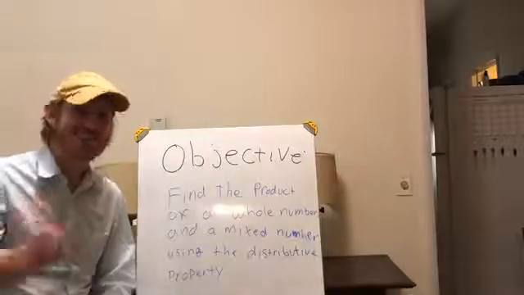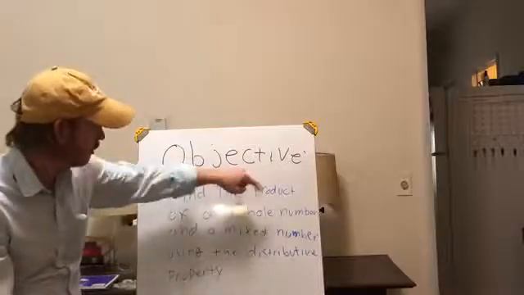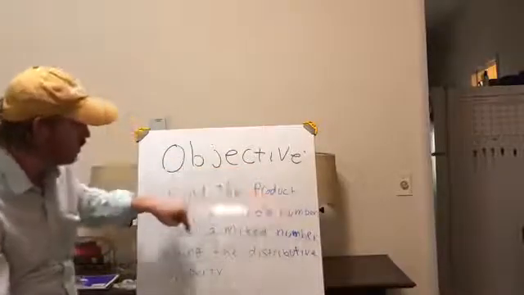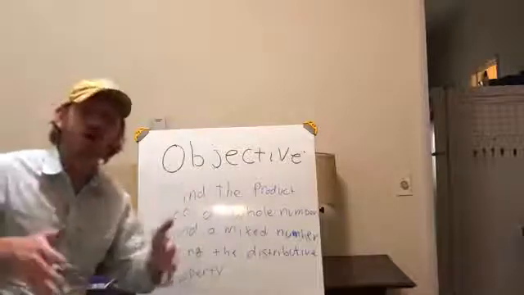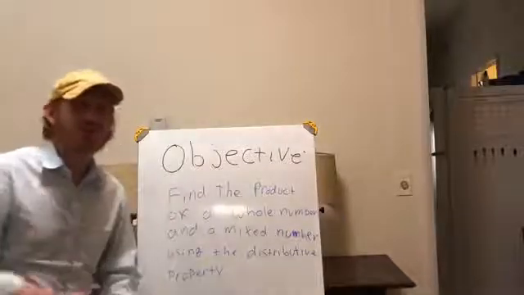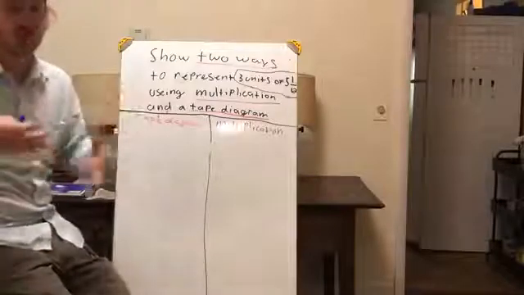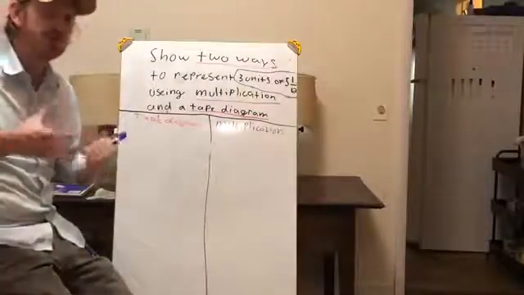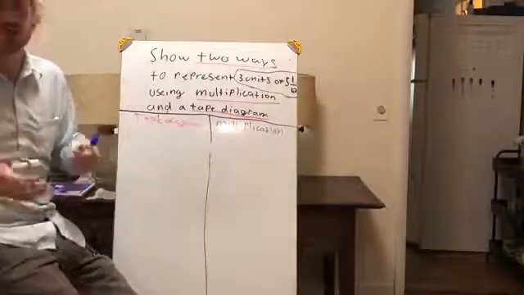Today, our objective is to find the product of a whole number and a mixed number using the distributive property. Let's take what we know to build upon it and do something cool. So the first thing we're going to do is work with the distributive property to get a better feel for what it looks like and how it connects to multiplication and fractions.